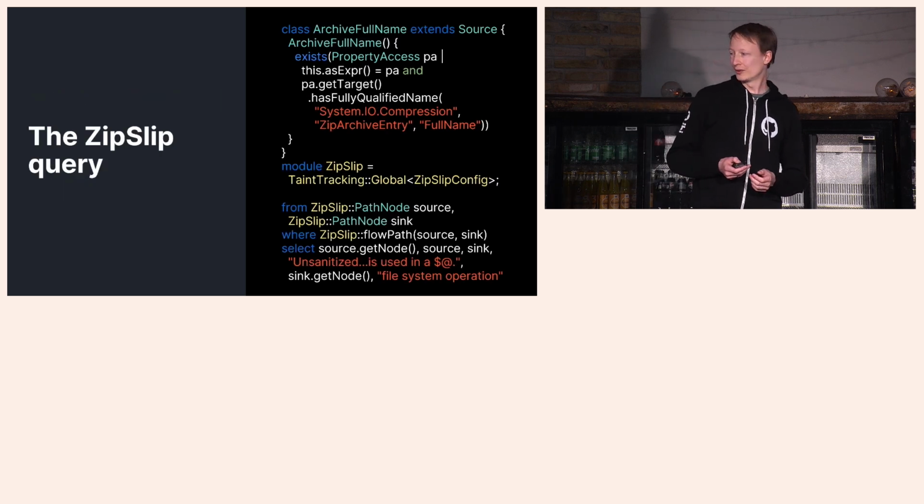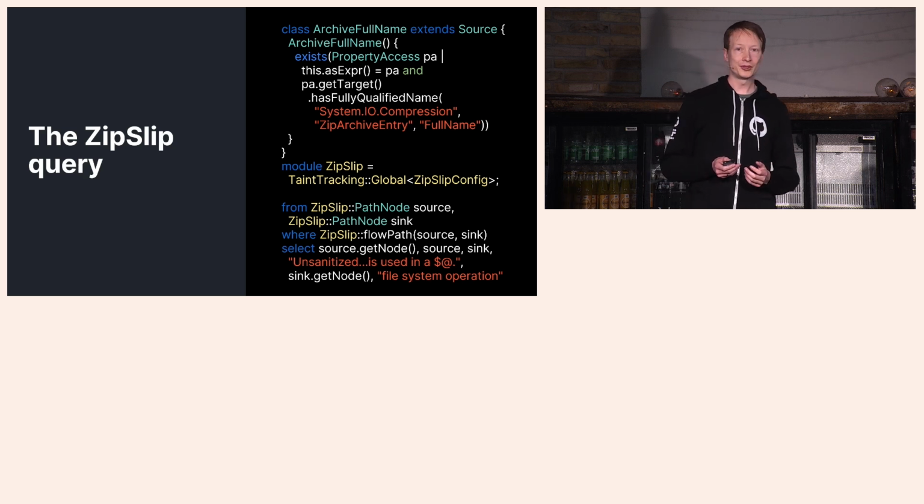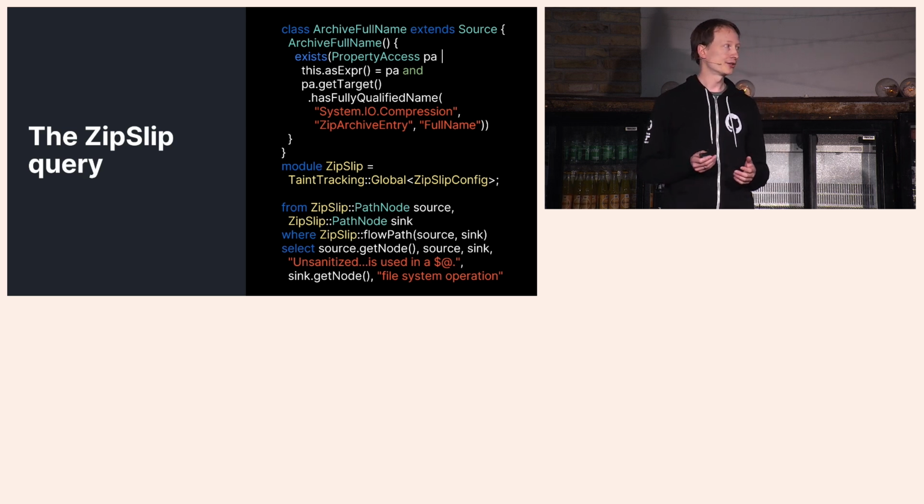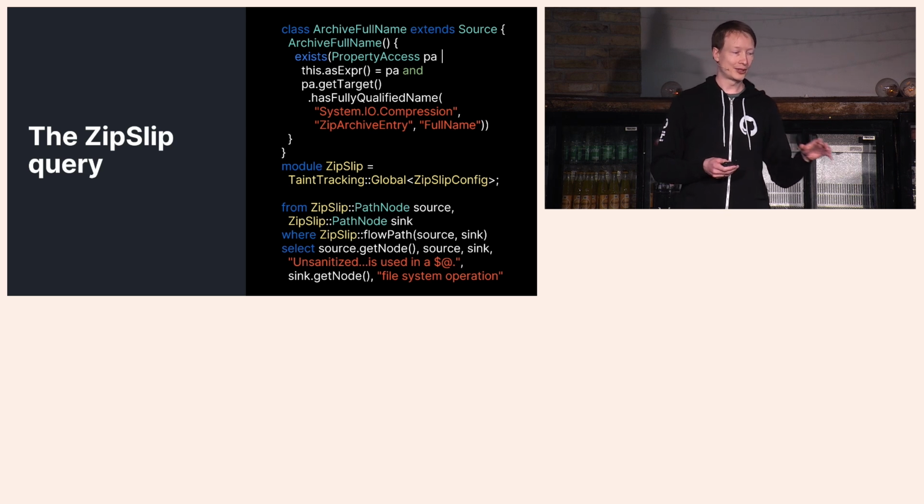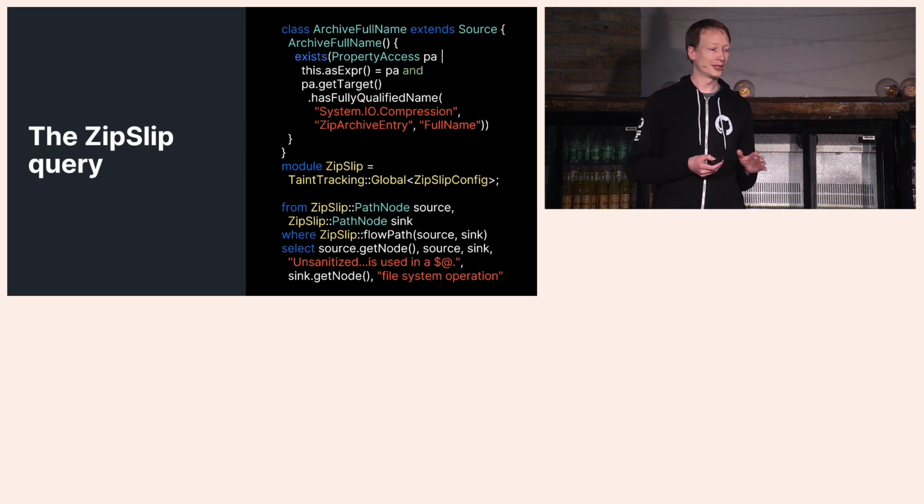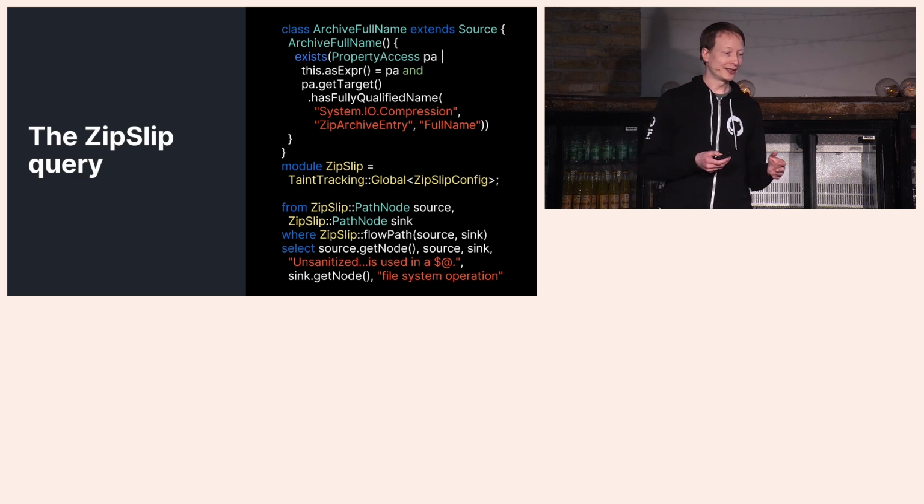Just to show a bit more advanced QL, I've taken some snippets from the zip-slip query we saw earlier. So at the top, we see programmatically what it looks like. The source of Taint, in this case, is the place where we take the full name out of a zip archive entry. And we describe that as well: we want any property access where the target has that full name.